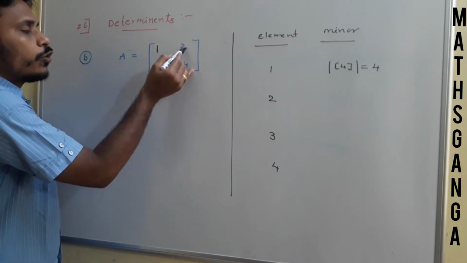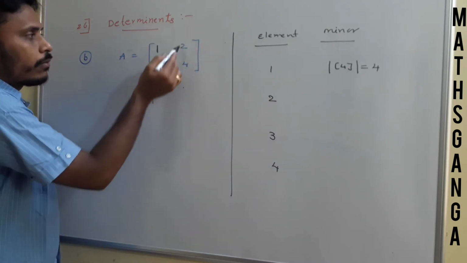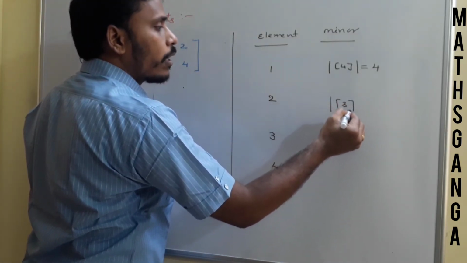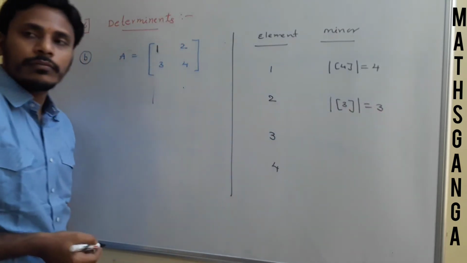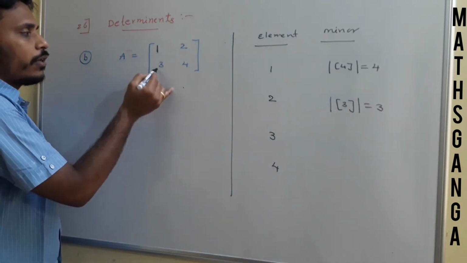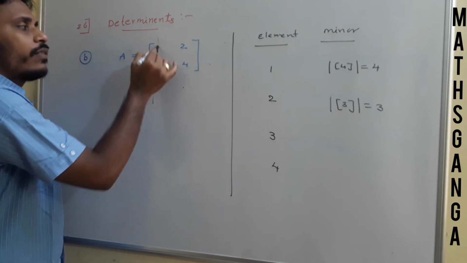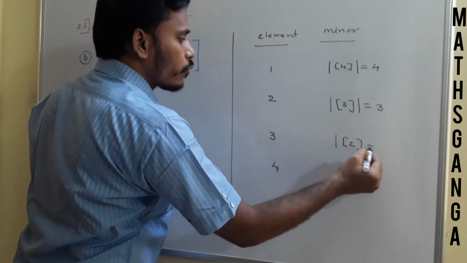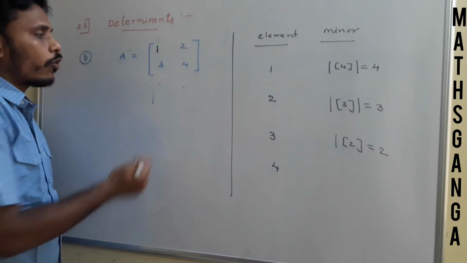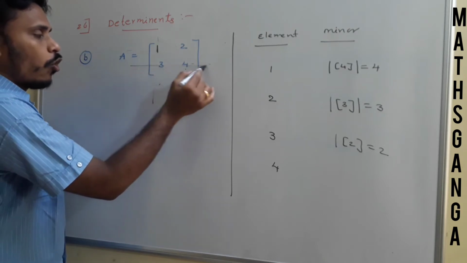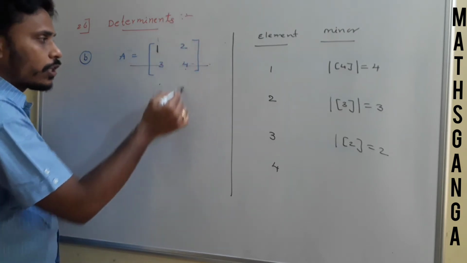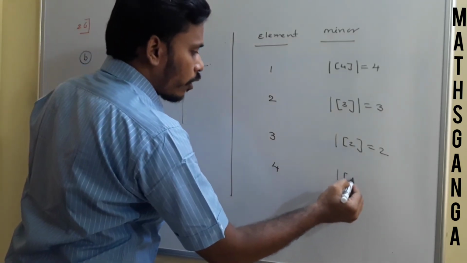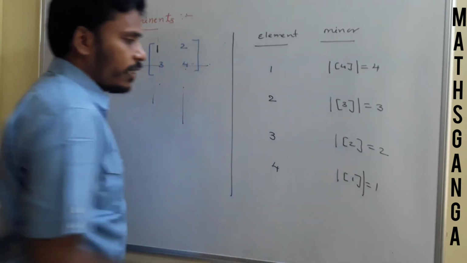See, minor of 2, you just leave that row, you just leave that column, then this 3 is the remaining element, so the determinant of that 3 is the minor of 2. Whereas coming for the minor of 3, again you just leave this row and then this column, and 2 is there, so determinant of 2 is 2. And then what to say about 4? For 4 again, you just leave the row where that 4 is located, you just leave the column where that 4 is located, and pay your attention on this 1. So determinant of 1 will give us 1, and that is the minor.